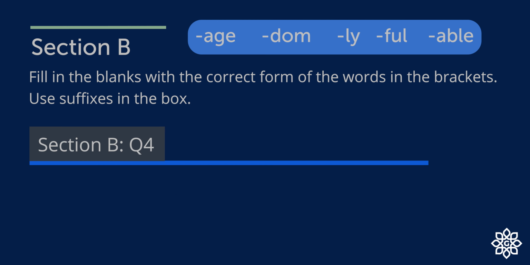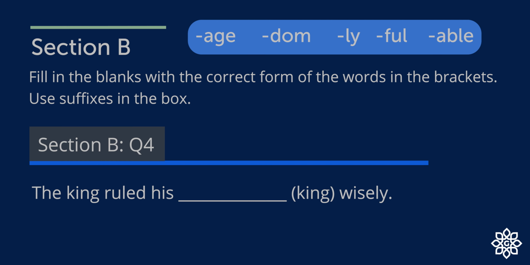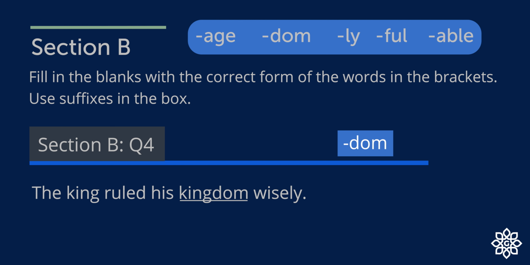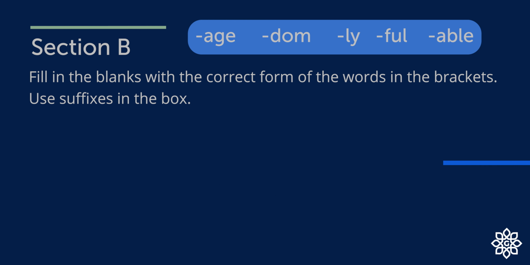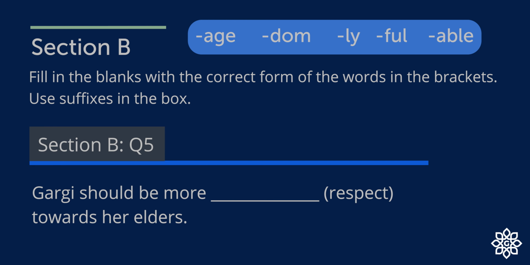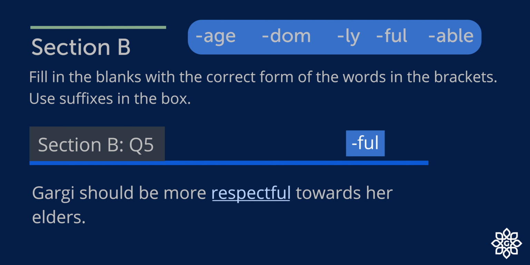Question number 4. The king ruled his, in brackets, king wisely. It can be rewritten as, the king ruled his kingdom wisely. Question number 5. Gargi should be more, in brackets, respect towards her elders. It can be rewritten as, Gargi should be more respectful towards her elders.